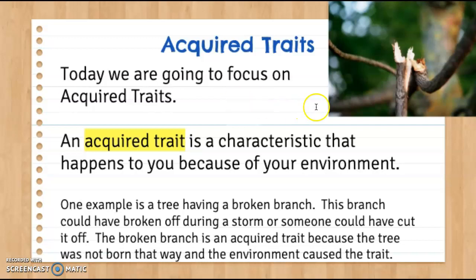If you look in this up-hand corner up here, we have a picture of a tree branch. This is an example of an acquired trait. This tree branch is broken. The branch could have been broken off during a storm, or someone could have cut it. But the branch is an acquired trait because the tree was not born that way. The environment caused that tree to have this new trait.